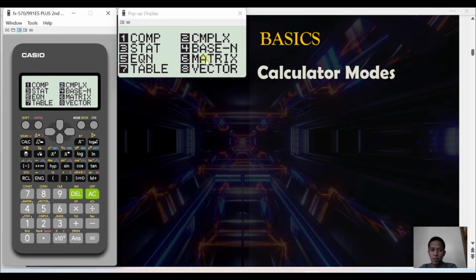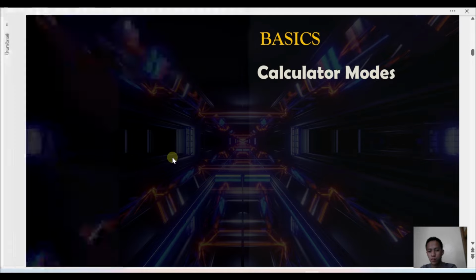And kinocompute natin dito yung addition of matrix, multiplication of matrix, and we have the determinants. And for number 7, we have the table. Pwede tayong magawa ng table of values dito. And we have the vector. So, pwede tayong mag-add, subtract, mag-compute ng mga vectors dito or yung vector operations natin. Ginagamit yan guys sa advanced math pa din and sa physics or sa statistics ginagamit natin yan. So, those are the calculator modes.